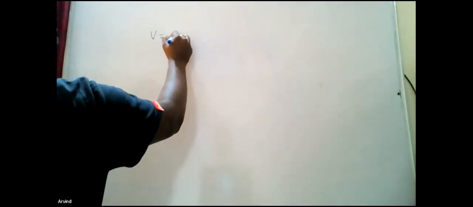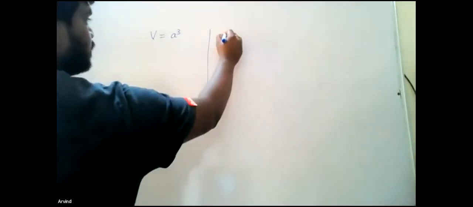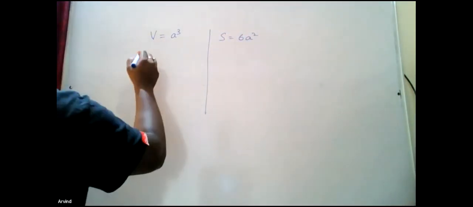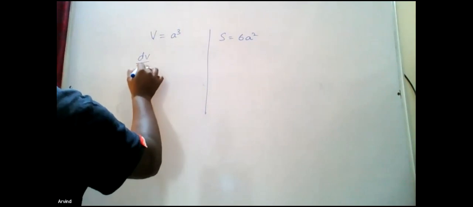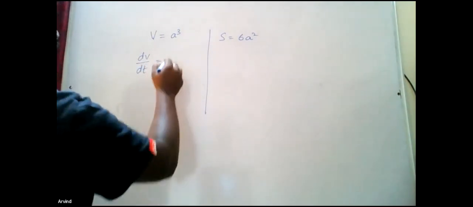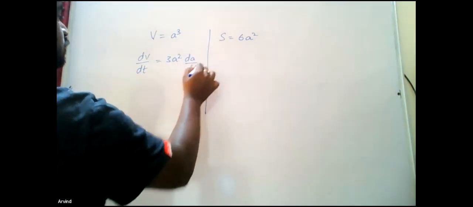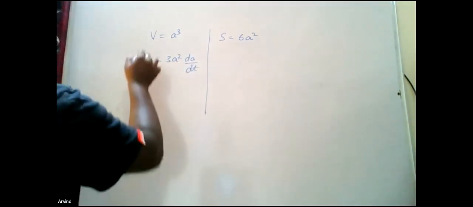So observe, I'll just write down the formula. Volume is a cube, surface area is 6a square. If you differentiate with respect to time, because it is with respect to time, you get 3a square dA by dt. Okay, this they have given.